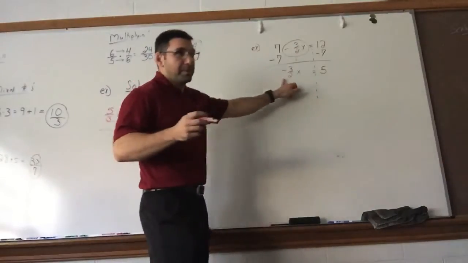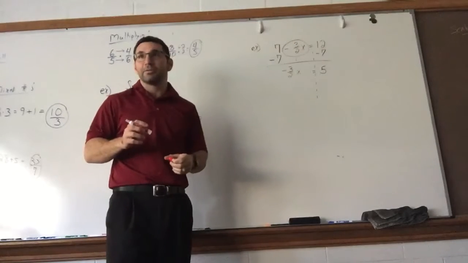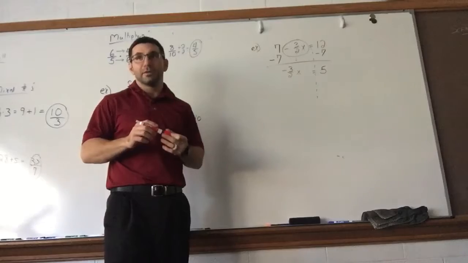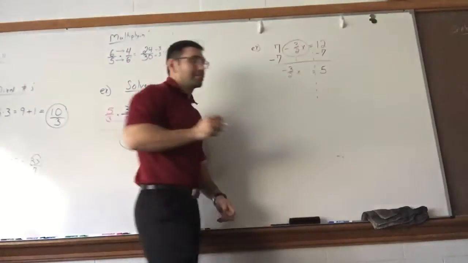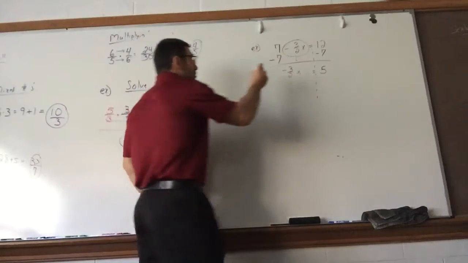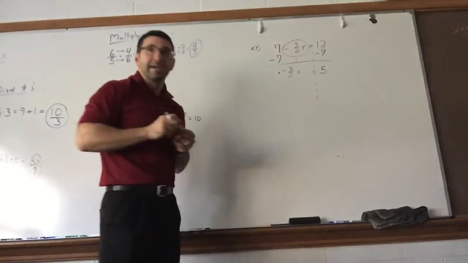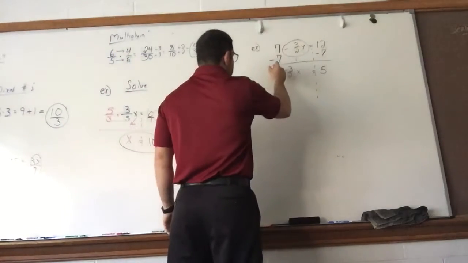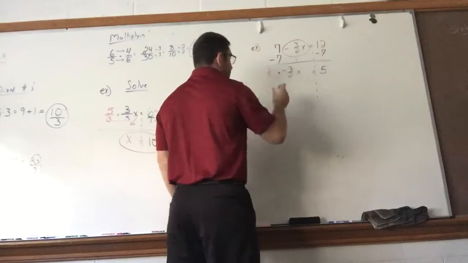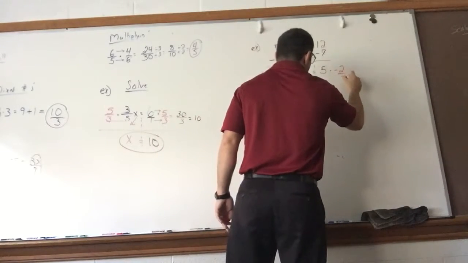From here, now what? Can I divide by a negative 3 halves? Go ahead, Gracie. Okay, so I have to multiply by the reciprocal. What's the reciprocal of negative 3 halves? Evan? 2/3. Negative 2/3. Okay, it has to be negative 2/3.